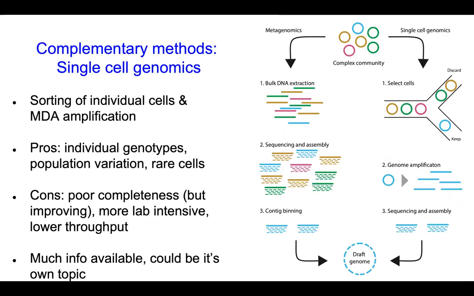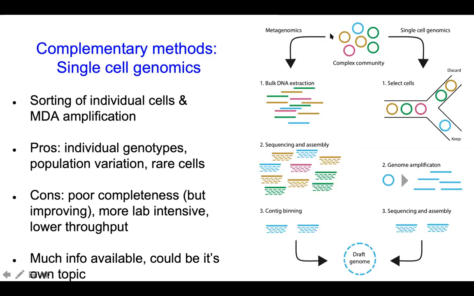So that brings us to other methods that try and achieve the same thing: taking a complex community and separating it out. One of them, the big one, is single-cell genomics. Right? And in the figure on the right, which we saw in the beginning of the presentation, I've juxtaposed the metagenomic binning and single-cell approaches.